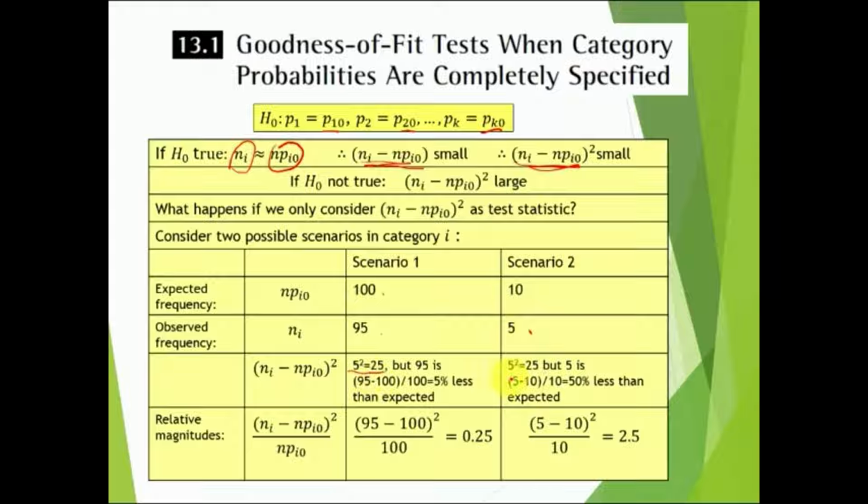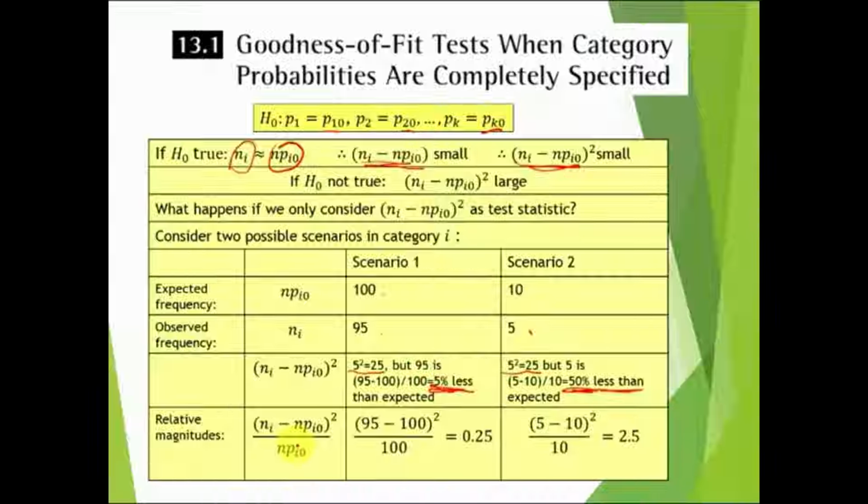So the squared deviation is the same in both cases, but 95 is 5% less than expected: 95 minus the expected value, expressed relative to 100, what you expected. While 5 minus 10 divided by 10, in other words, you look at the difference relative to what is expected. That's 50% less than expected, and that's a huge difference. So we have to take that into account. The size of the squared deviation is not enough. You have to take into account the expected frequency.